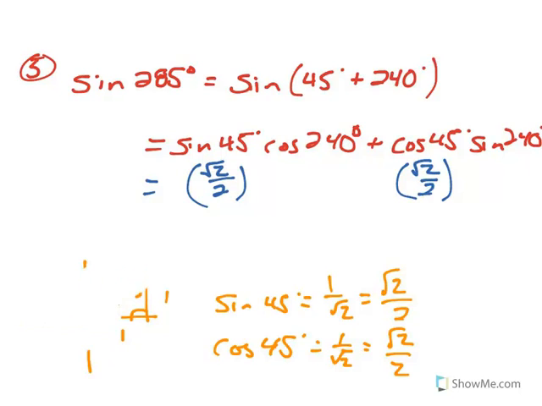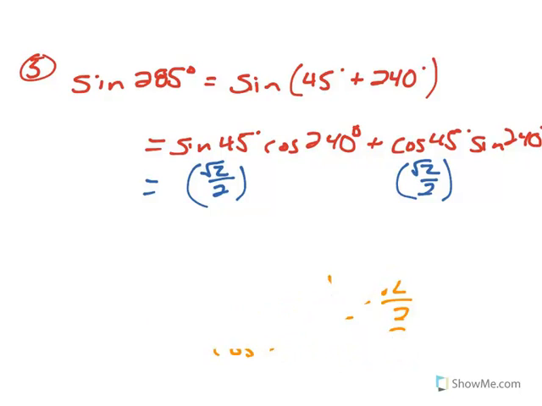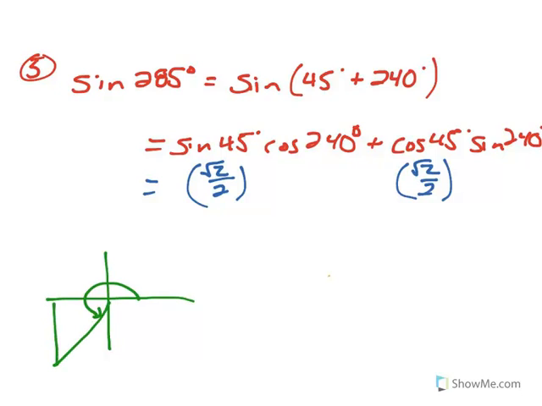Do not erase your side work. I'm doing it because I don't have enough space. I need to figure out what cosine and sine are of 240 degrees. 240 degrees is in quadrant 3. 240 degrees is exactly 60 degrees further than 180. So it means my reference angle is 60 degrees.